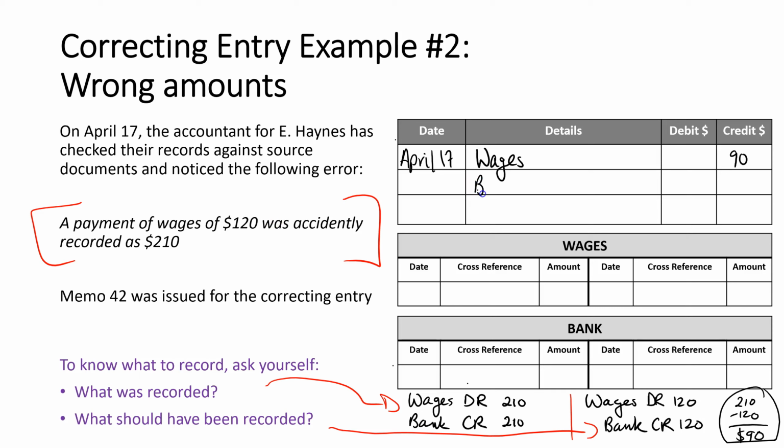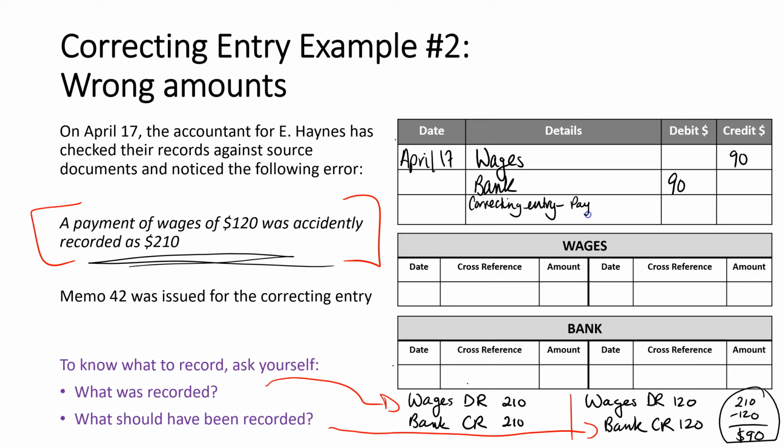The second thing I'm going to do is I'm going to debit bank. So I'm going to be increasing my bank balance according to my records by $90 to move it back to where it should be. And once again, my narration, I'll identify that it's a correcting entry, and I'm going to narrate by using the information from my case or my scenario.